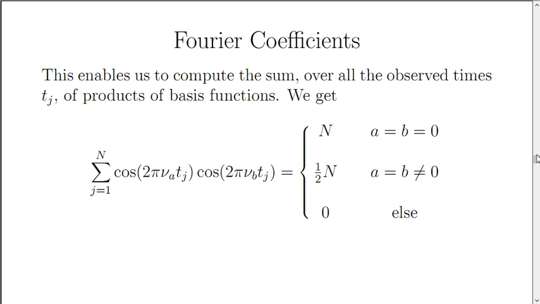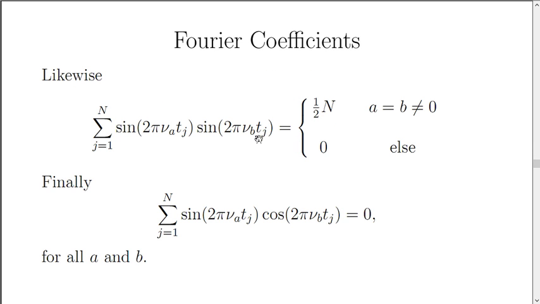Now, this enables us to compute the sum over all observed times of the products of basis functions. The sum over all observed times of the cosine of a frequency times time times the cosine of a different frequency, or maybe the same one, but another one times time, is going to be equal to n, the number of data points, if both these frequencies are the 0 frequency. It's going to be equal to 1/2 of n if both these frequencies are the same but not the 0 frequency, and it's going to be 0 if they're not the same frequency.